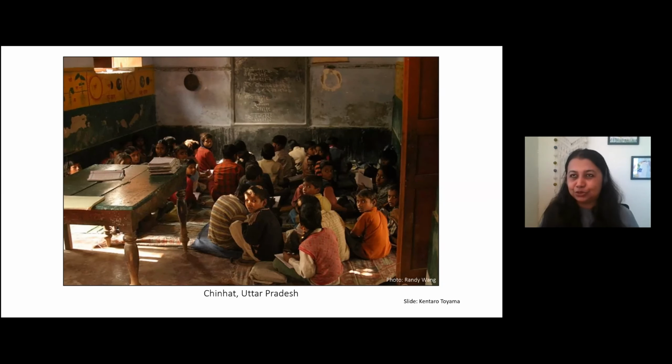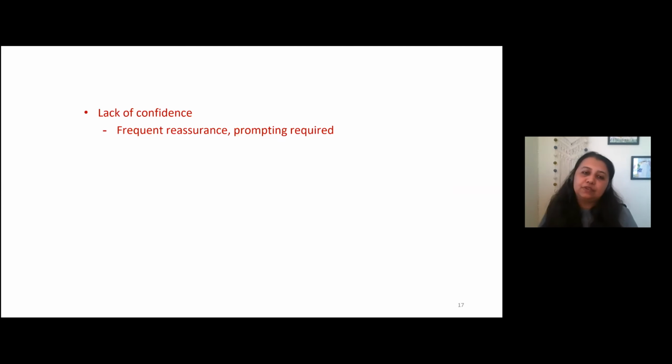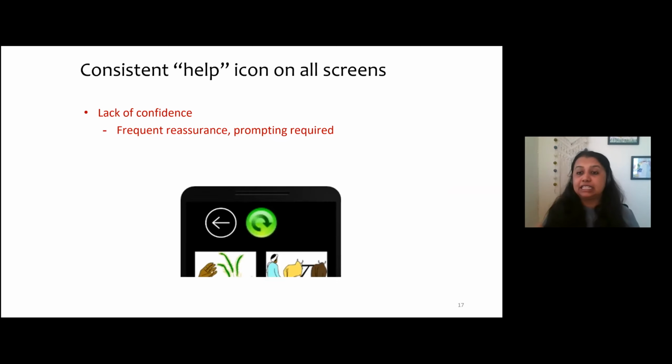We had to not just remove text in our interfaces, but really design for the cognitive abilities of people who have not been to school. So one thing that we saw was that people lacked confidence while interacting with technology. They required frequent reassuring, or they required prompting, and so on. So we have a consistent help icon across all screens, which is an icon with audio prompts on what to do, where to go, etc.